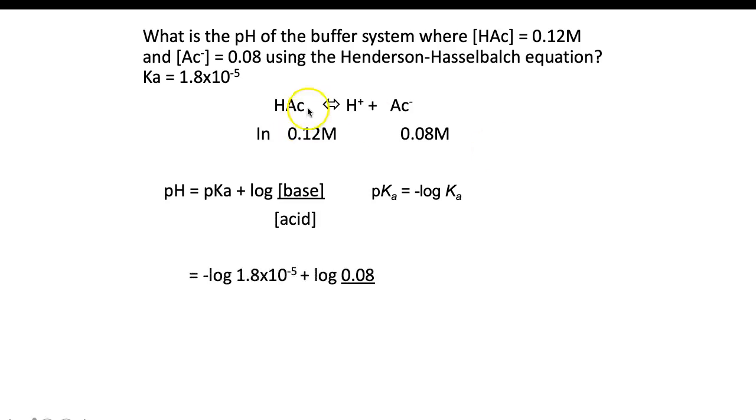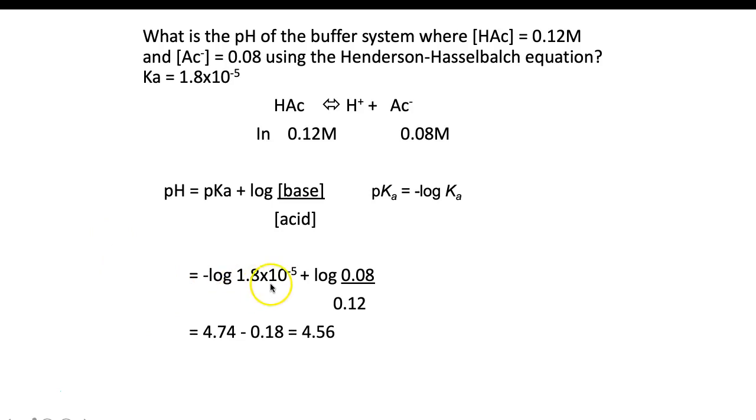So in my equation here, I have my Ka, so I can plug in my Ka, and then I can find the negative log of that. So what do I have then? The negative log of the Ka is going to be this, and then I have plus the log of 0.08, that's my conjugate base, over 0.12, that's my acid. So I would solve this, and then find the log of that, and then add it to the log here.